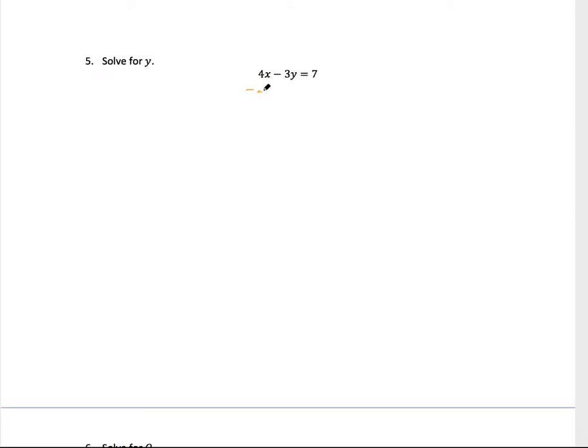Oops, let me rewrite that a little bit neater. Because this is an equation, whatever we do to one side, we have to make sure we do the same thing to the other side. So this cancels out and becomes 0 on the left-hand side. We're left with negative 3y on the left. And on the right, I can't combine 7 and negative 4x because they are not like terms. So what I end up with on the right is just 7 minus 4x.